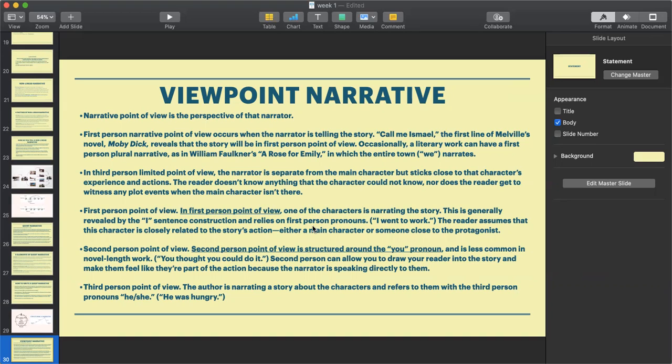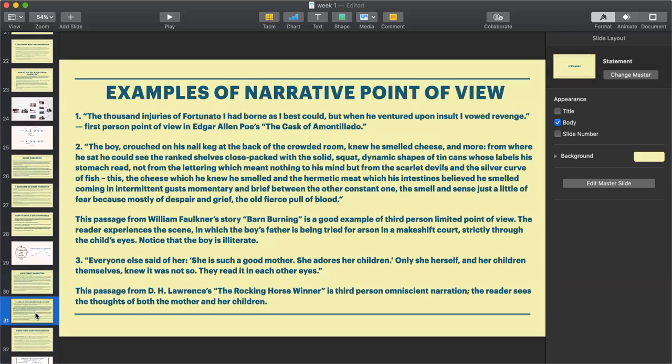Third person narrative is when the author narrates a story about the characters and refers to them as he was hungry, she was hungry, like this. When basically in viewpoint narrative, we talk about other characters' feelings. Okay, like she is such a good mother, she adores her children.